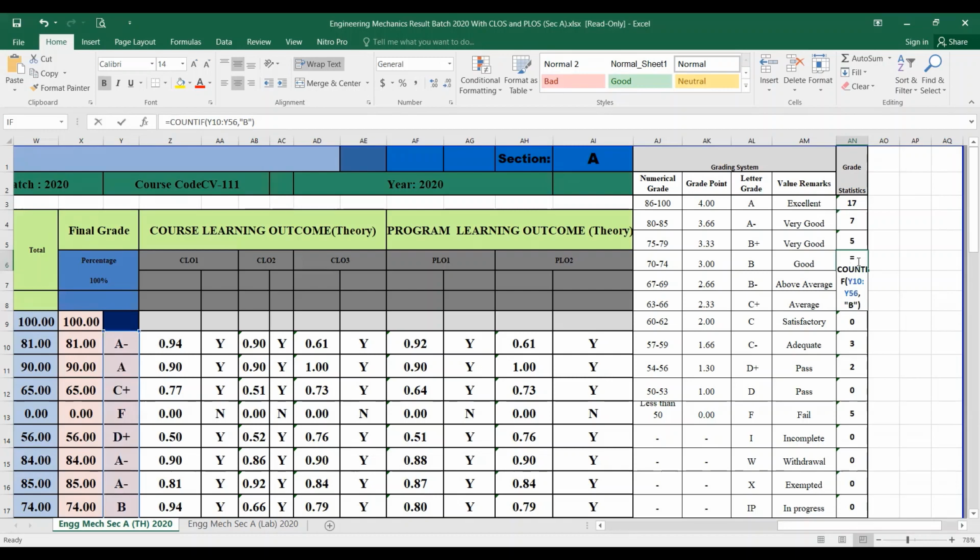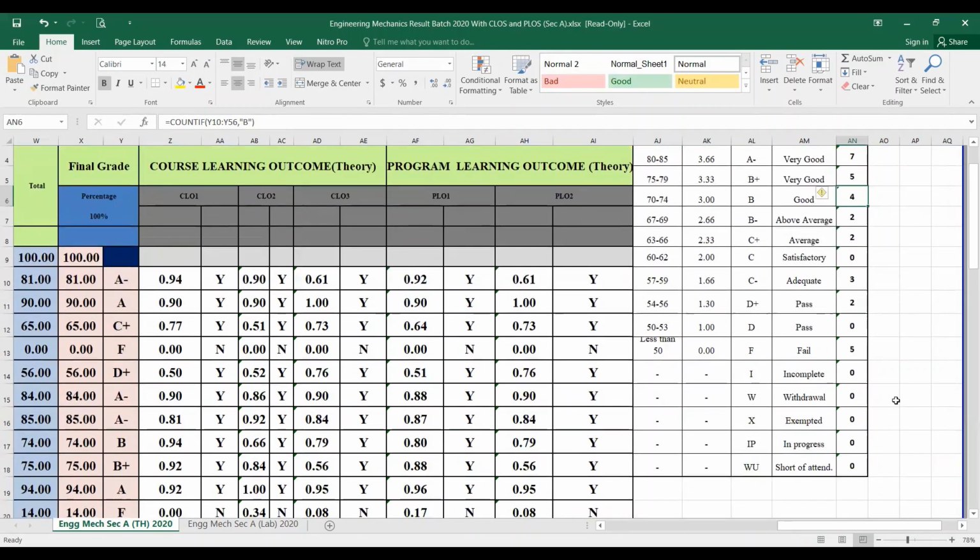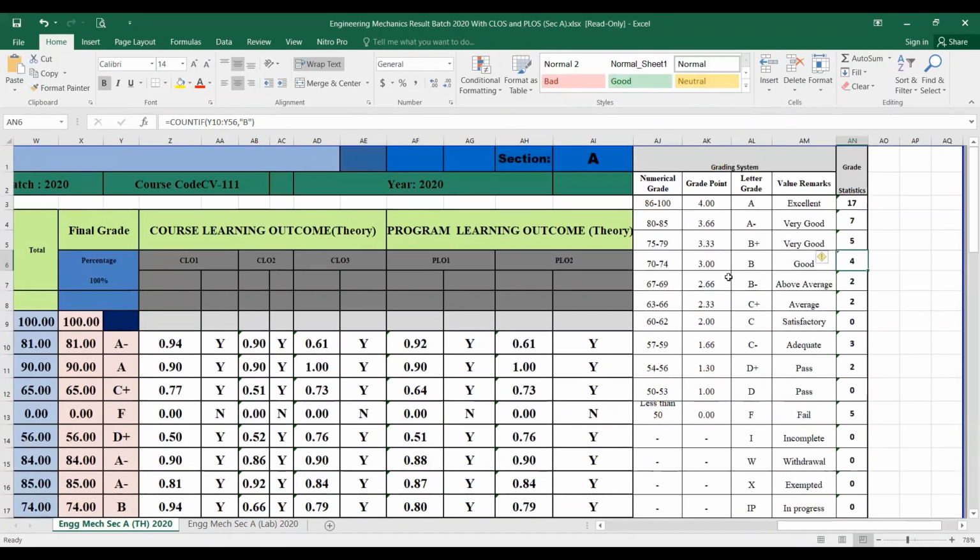7 A negative, 5 students gained B positive. You can see the COUNTIF formula here. B positive, B negative, B, C positive got 2. 5 students failed in the subject, D positive 2. So this is the way, and you can see the grade point as well.